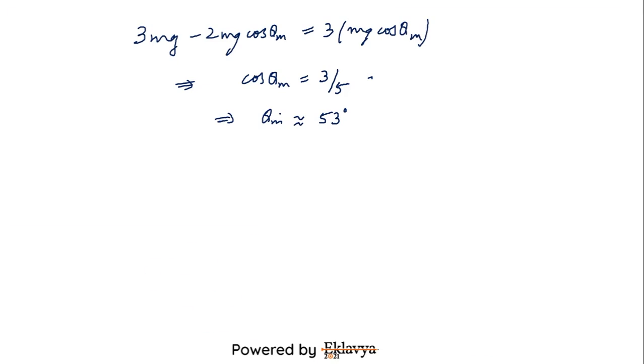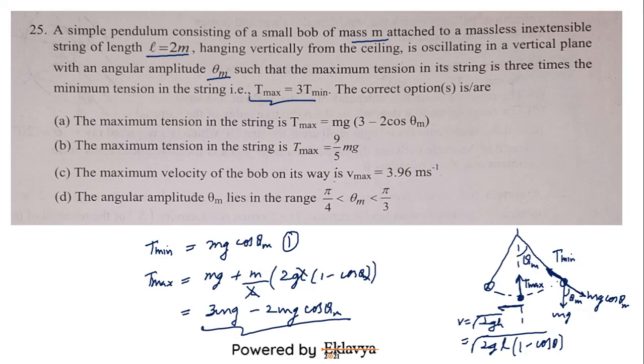So let's check the options now. We'll have to read each of the options and figure out which one is the correct one. So maximum tension in the string is this. So 3mg minus 2mg cos theta m. So this one is the correct one. Maximum tension in the string is this.